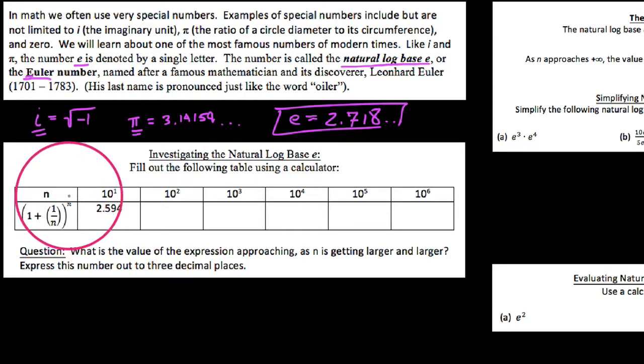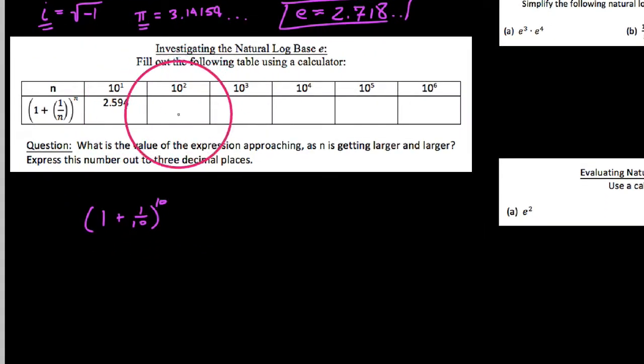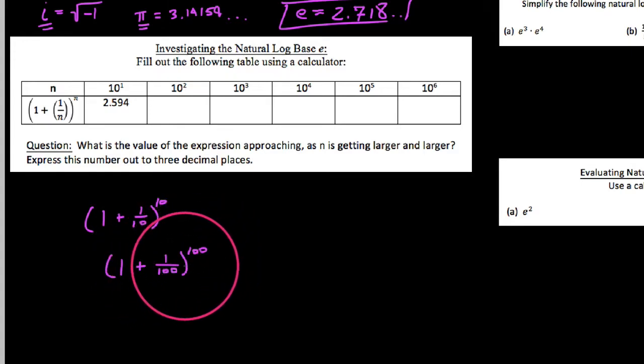So for instance, what if n equals 10 to the first? We plug in 10 here. And essentially what we're getting is 1 plus 1/10 to the 10th power. We get about 2.594. What if we were to plug in, say, 100 or 1,000 or 10,000 for these numbers right here? So essentially that's what we're going to be doing next.